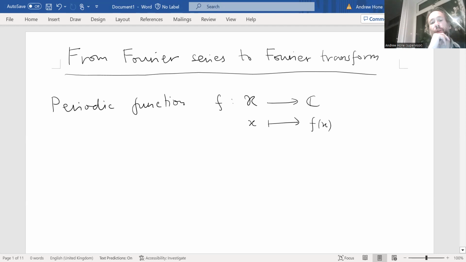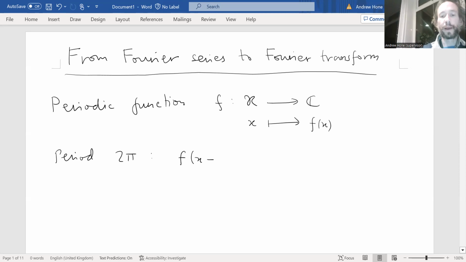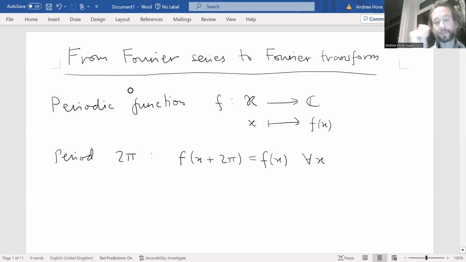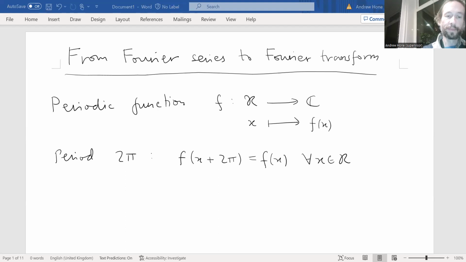But just think about a function that's periodic, so it has period 2 pi. So that means that f of x plus 2 pi is equal to f of x for all x, so for all x in R. And then the basic thing that you would have learned if you studied Fourier series is that you can represent f by a Fourier series.